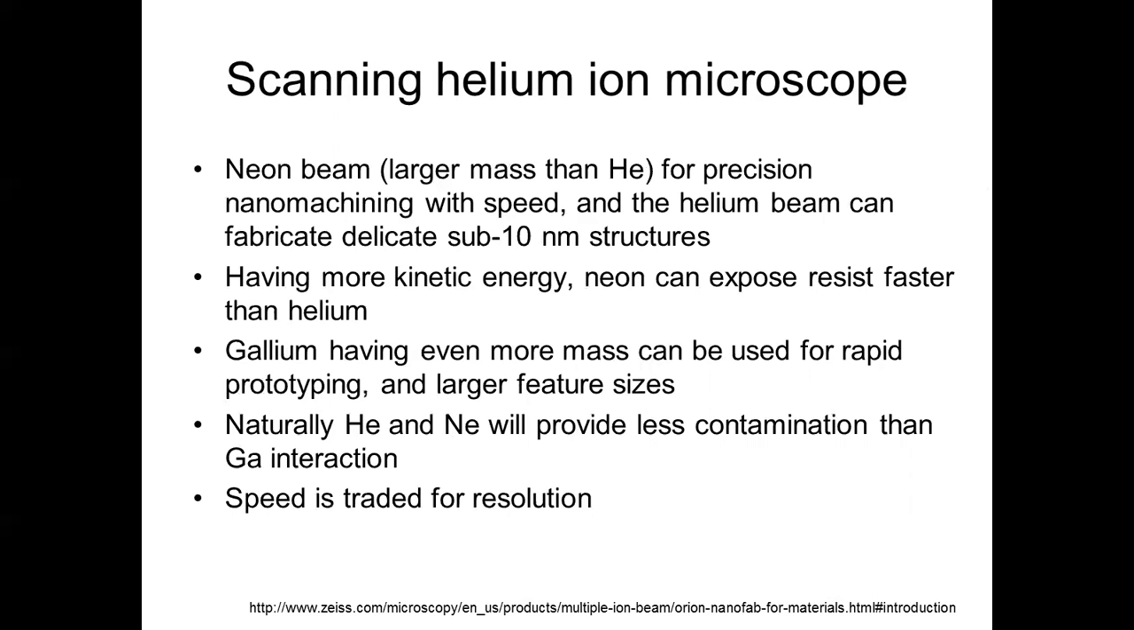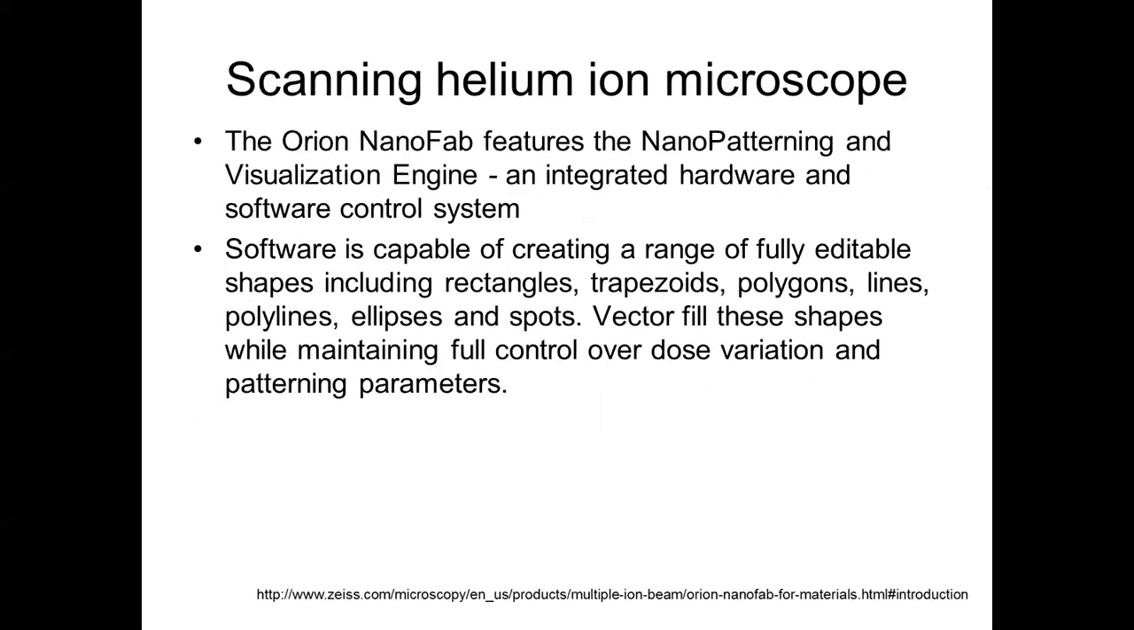And so what we're doing is we're trading off all these parameters, such as the kinetic energy, the speed to do the process, damage from the process, and chemical contamination from sources such as gallium. So again, that's why there are multiple beams on the source. Depending on what work you need to do, you can select the ultimate beam ion for that particular application.